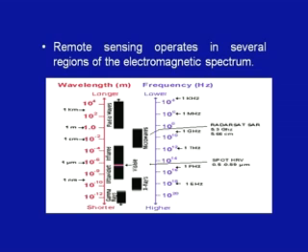Remote sensing operates in various regions of the electromagnetic spectrum. This particular slide shows a brief layout of the different regions of the electromagnetic spectrum, their wavelengths and the frequency at which the energy is radiated. Let us now focus on some of the specific regions of the electromagnetic radiation.